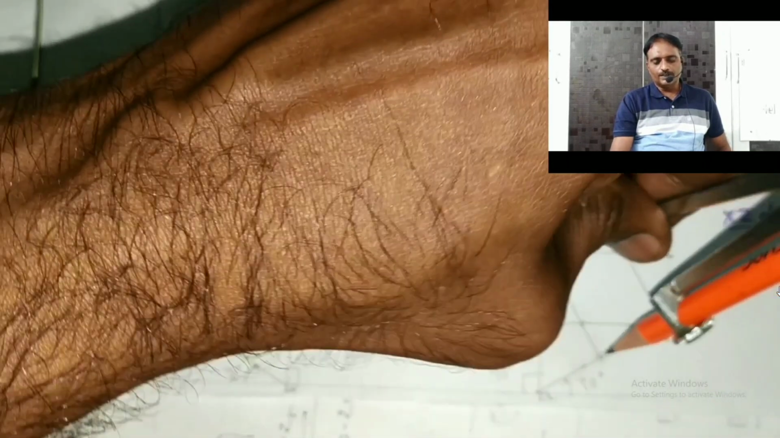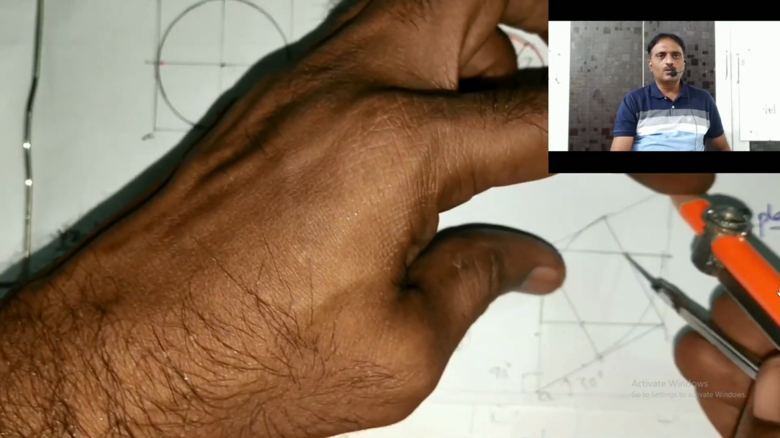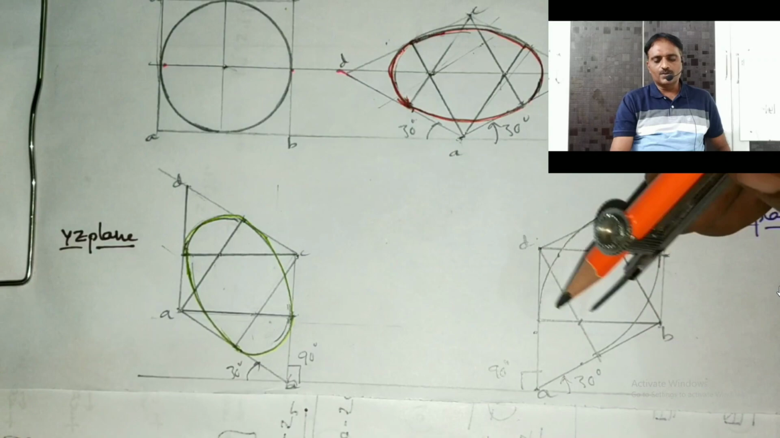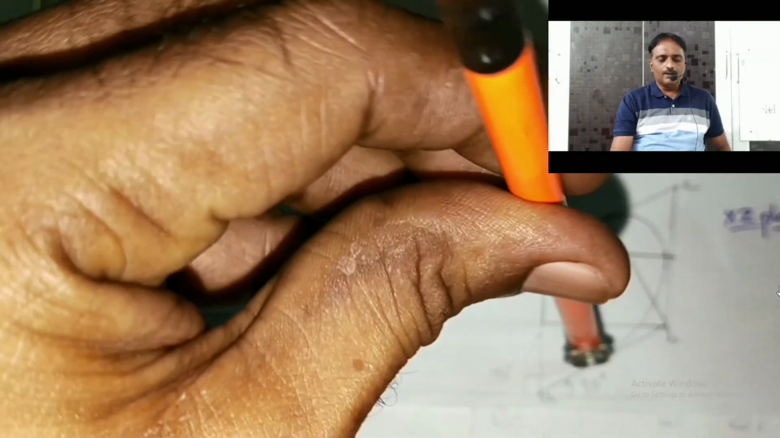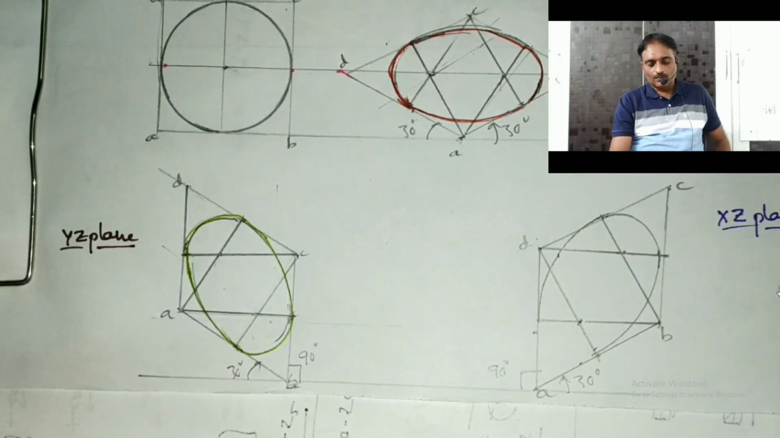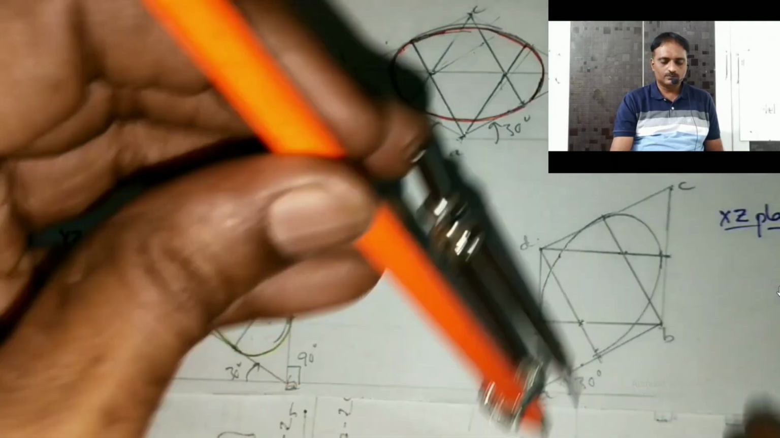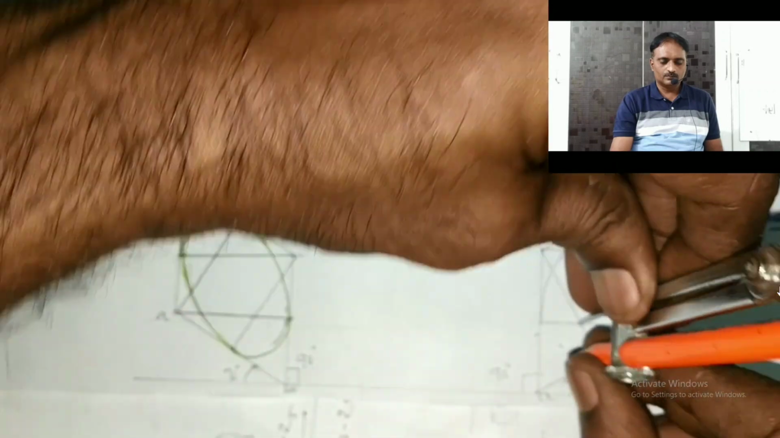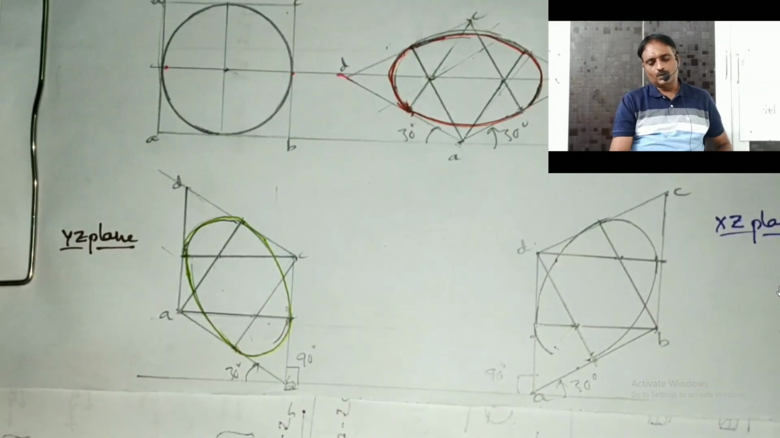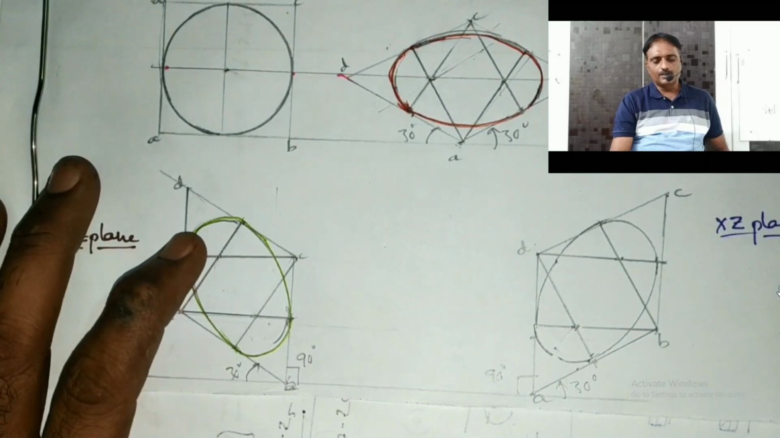Similarly with this point as center and the small length as radius, you need not go for freehand drawing. So you can use compass. If it is very much shorter, then you can go for the freehand. Otherwise, one can draw with the compass. So let me dark this part of ellipse, which is being represented in the XZ plane.